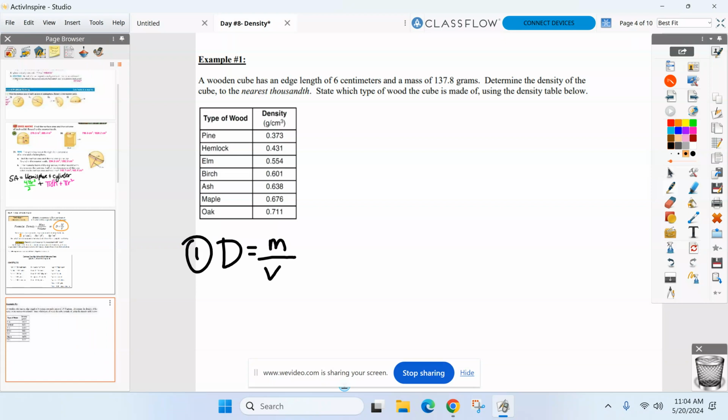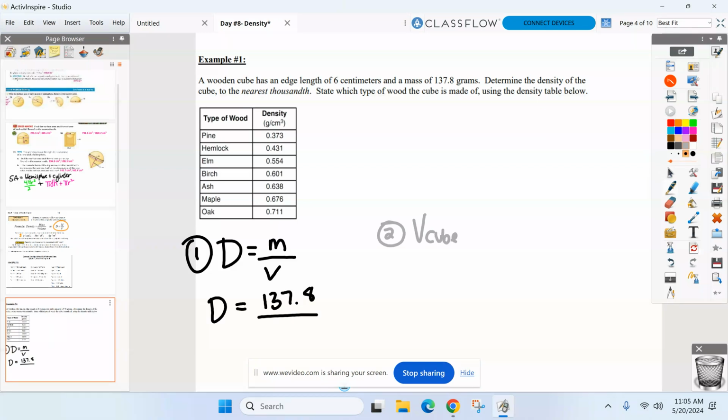Density equals mass over volume. We're solving for density. We substitute in the mass, which is given to us in grams, 137.8 grams. And you will find out very quickly, in all these problems I give you, we're missing the volume. That's why we've done all this work for the last 3 or 4 days. You know how to find the volume of any figure I throw in front of you. This happens to be a cube, which is also a prism, right?